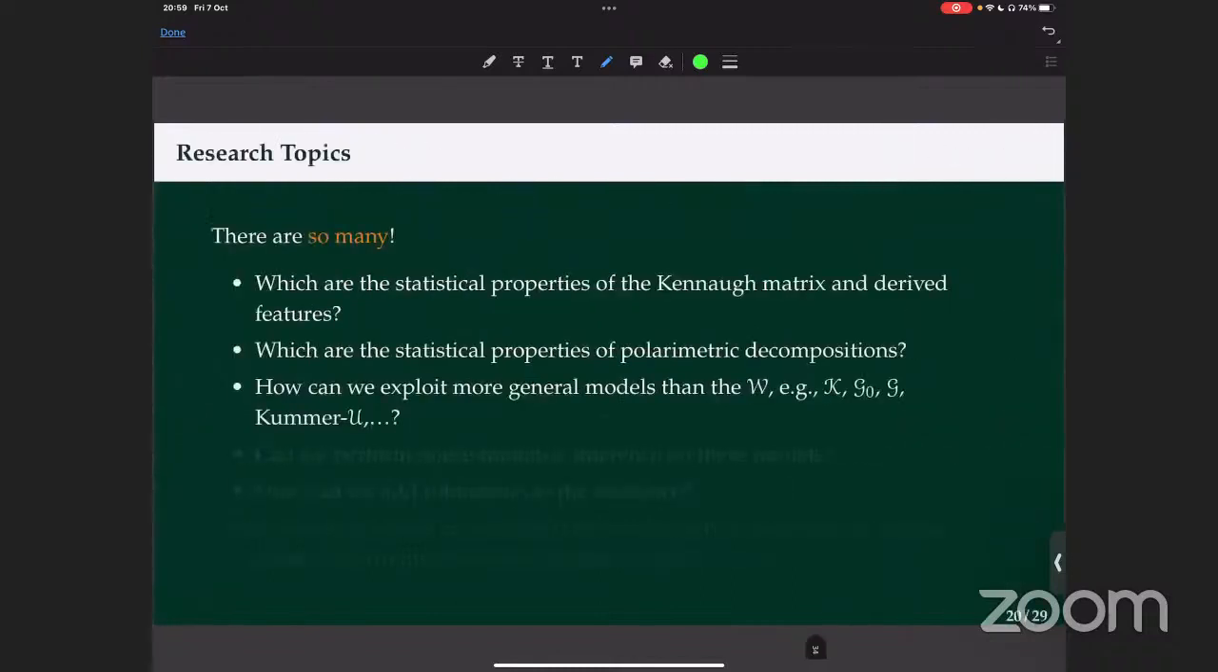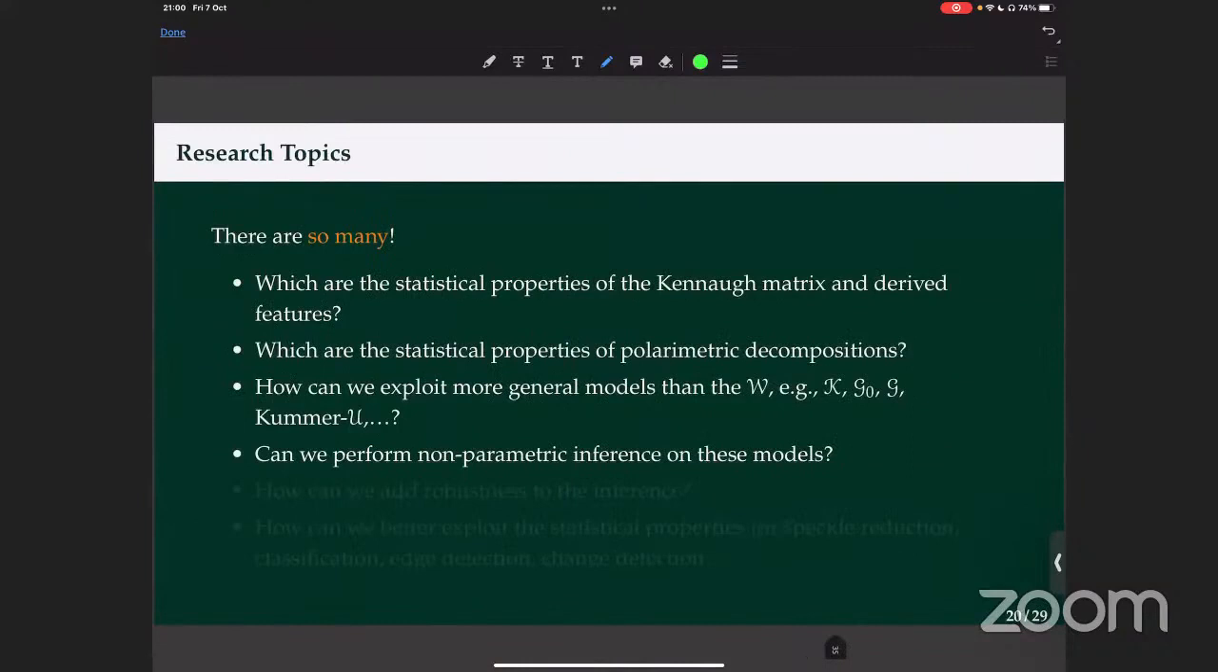How can we exploit more general models? Because I only mentioned the Wishart. There are several, not too many, let's say half a dozen relevant models for polarimetric SAR data. The Wishart, the K, the G naught, the G, the Kummer, these are the ones that came to my mind when I was writing these slides. How can we better exploit their general properties?